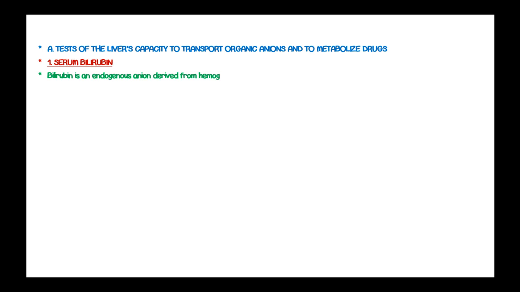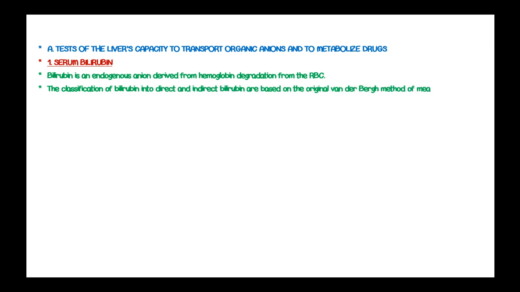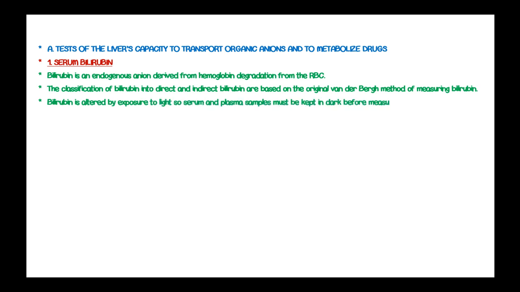Bilirubin refers to an endogenous anion that is derived from hemoglobin degradation from the red blood cells. The classification of bilirubin into direct and indirect bilirubin is based on the test known as the Van der Berg method of measuring bilirubin. We're going to look at it in detail. Bilirubin is altered by exposure of serum to light, and plasma samples must therefore be taken in a dark environment before measurements are made.